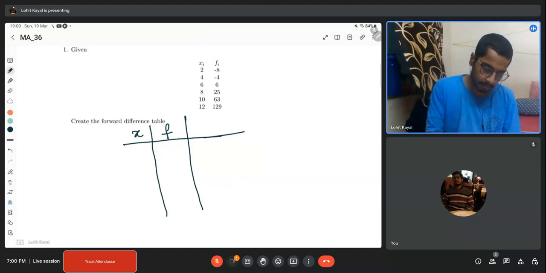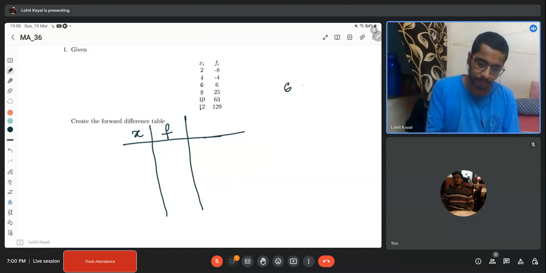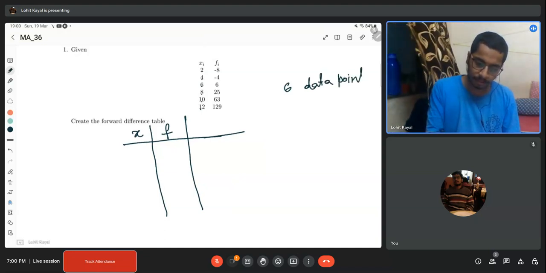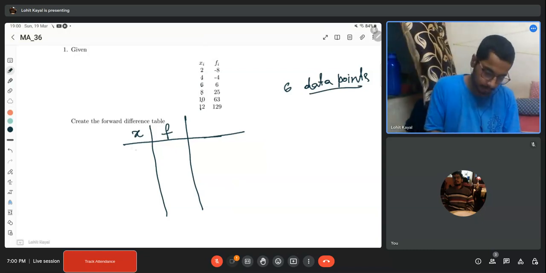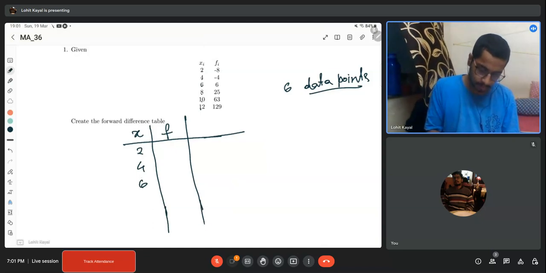Okay, so here we have 1, 2, 3, 4, 5, 6. Total six data points. So the maximum polynomial we can get is of fifth order. All the points are equispaced, so we can use Newton's forward difference technique.